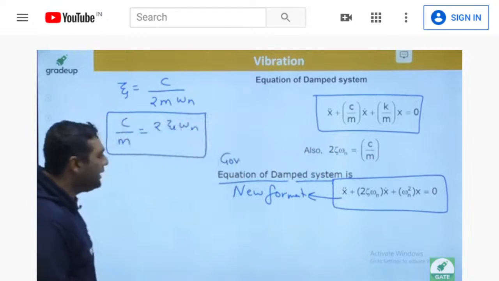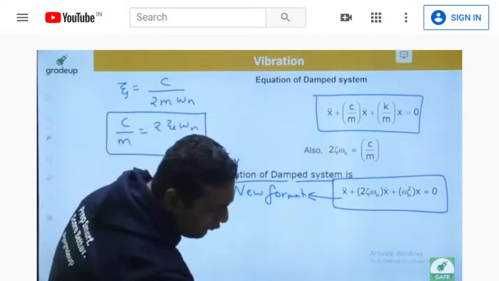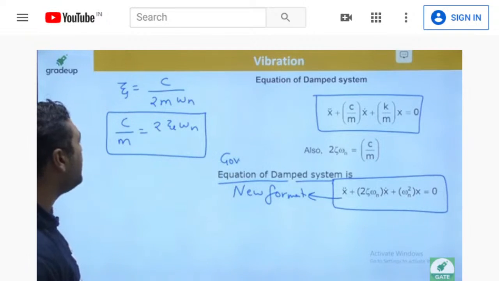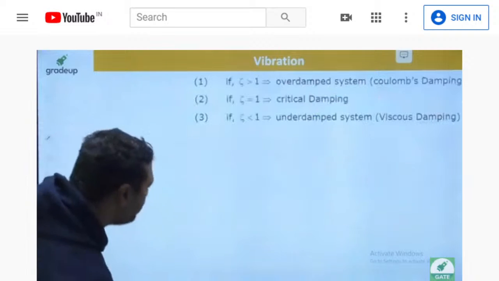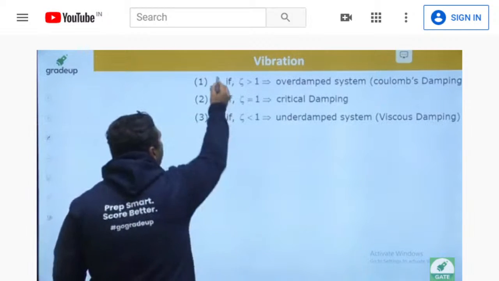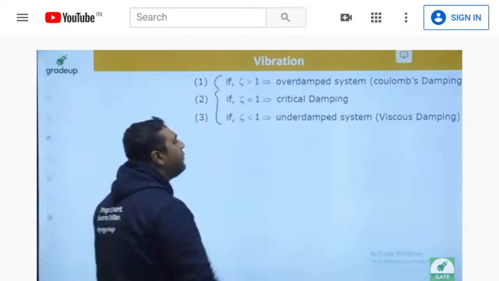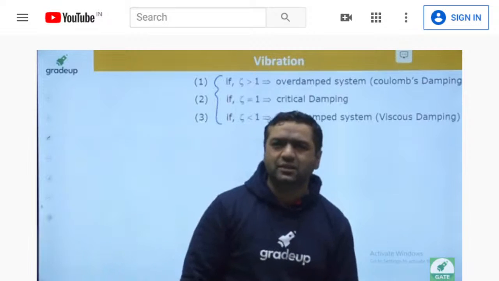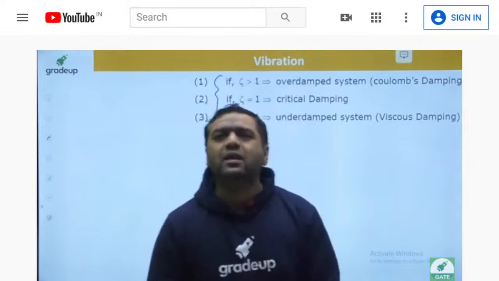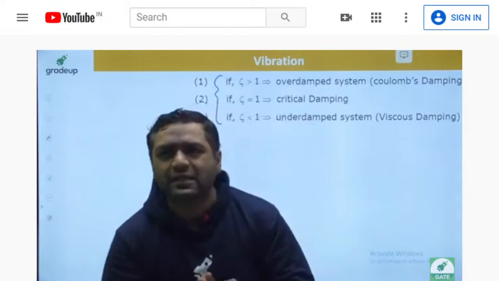Okay guys, let us move further. This is the equation of a damped vibration system. After this, by having the values of zeta, we can divide the damped vibration system into 3 categories.